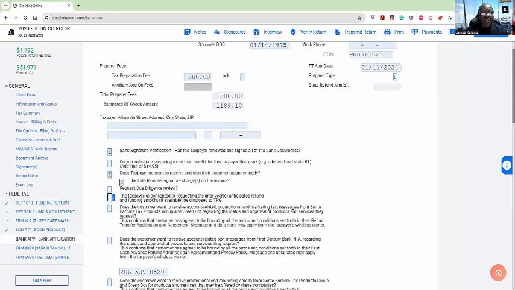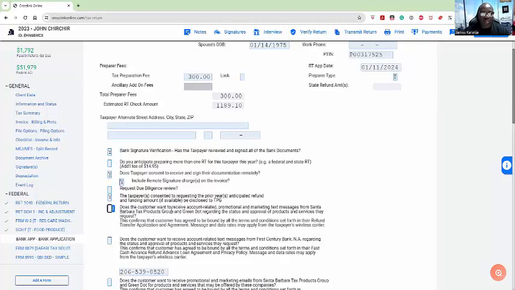Not necessary. The taxpayer consented to requesting the prior year's anticipated refund and funding amount to be disclosed to TPG. Yes, they have to disclose, they have to accept that, because this is kind of like a loan. The bank will pay them before they receive from the IRS, maybe a few days before, when they know for sure they are going to receive.